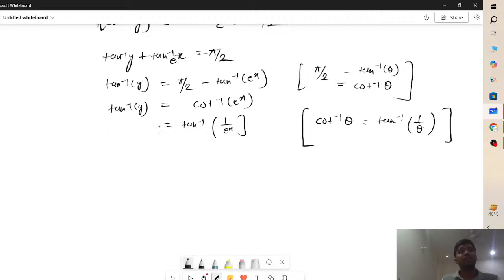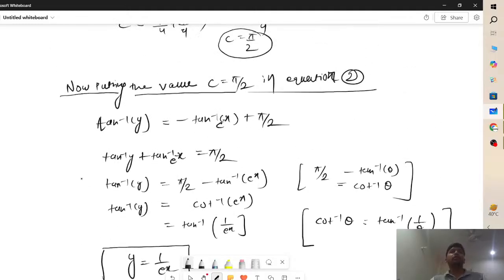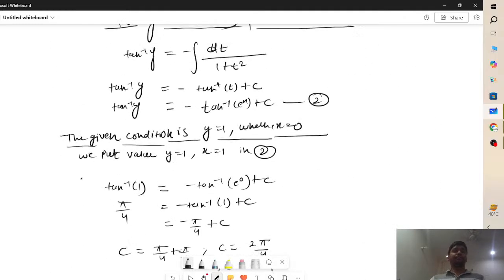Now the tan inverse both are common on both hand sides, left hand and right hand. We cancel this part, and what we obtain? We obtain y equals to 1 by e^x, which is our required solution. Very good question. Okay.